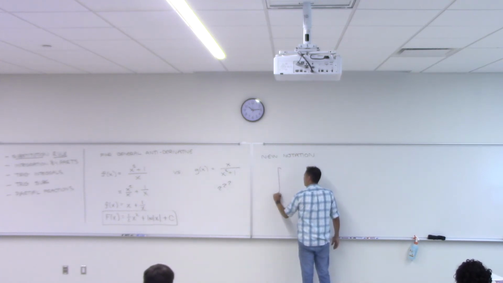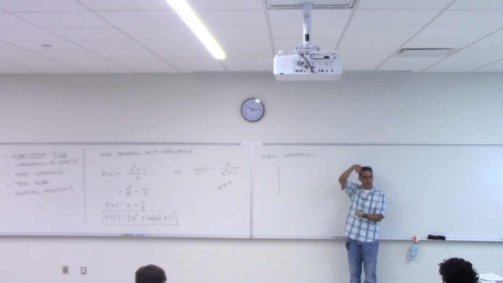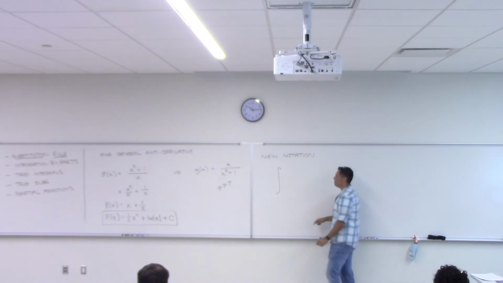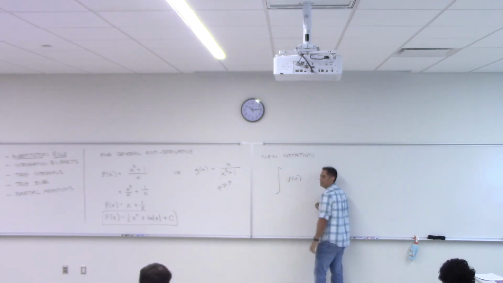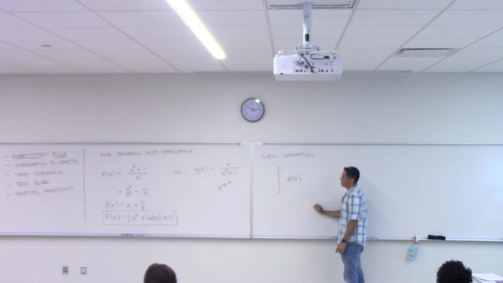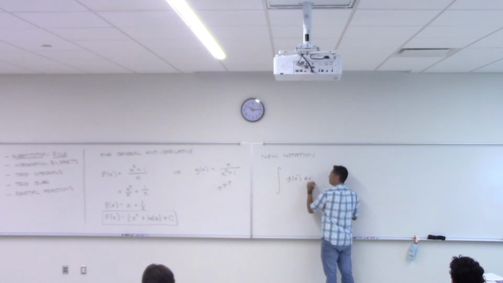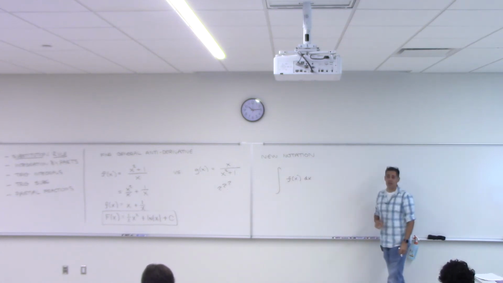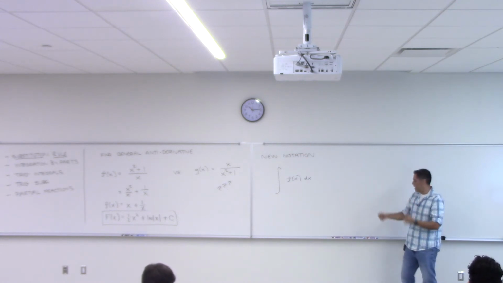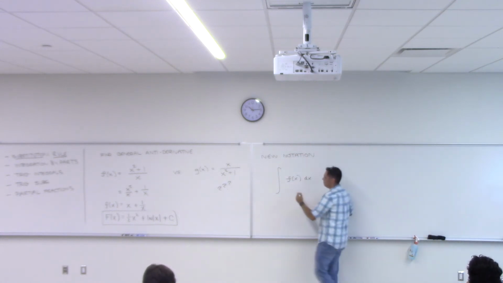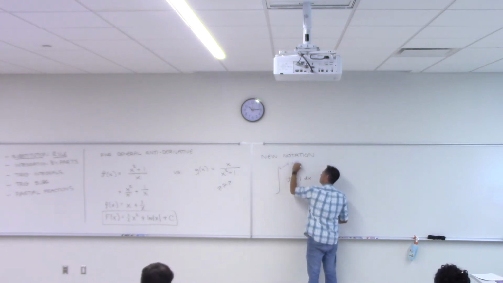I'm going to write this symbol. It's an S that's been stretched out vertically, okay? And then what I'm going to do is put next to it the function I'm talking about, f of x. And then next to this f of x, I'm going to write dx. All right, that's the new notation. So I want to explain what everything is here. These things have names. This big thing right here is called the integral sign.